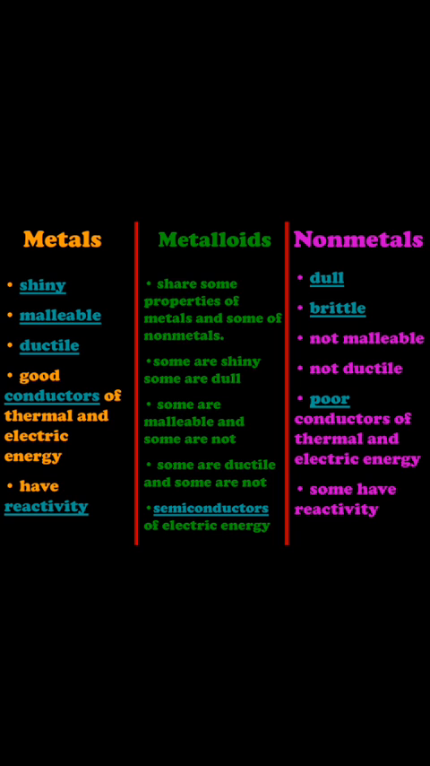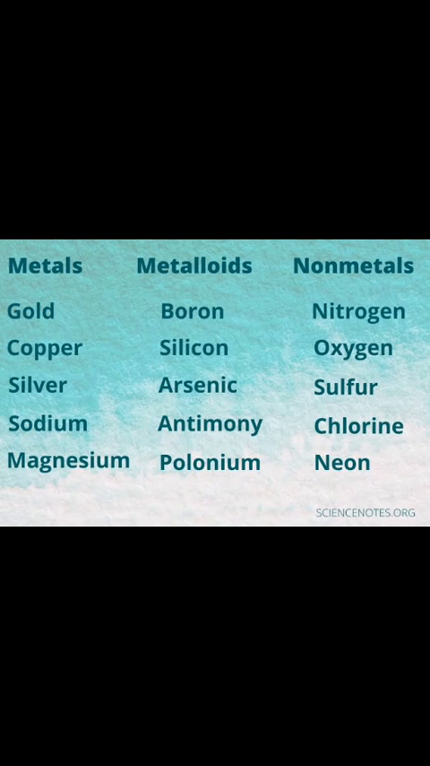And what are metalloids? Elements which have both metal properties and non-metal properties are said to be metalloids. An element which exhibits metal properties and non-metal properties is called a metalloid. One example is boron. Boron exhibits metal properties and non-metal properties. I have given you examples of metals, non-metals, and metalloids.